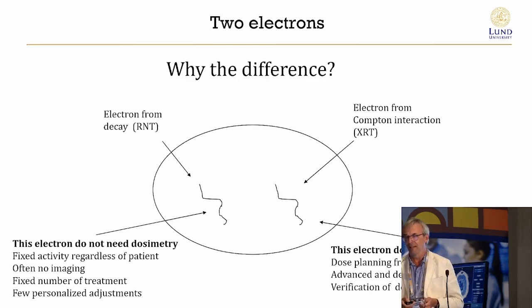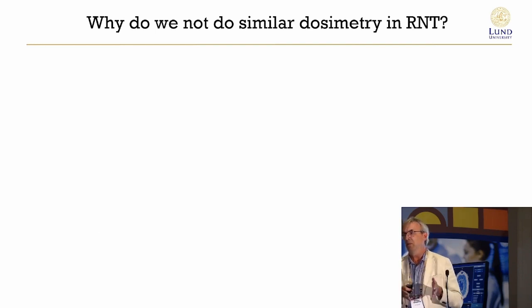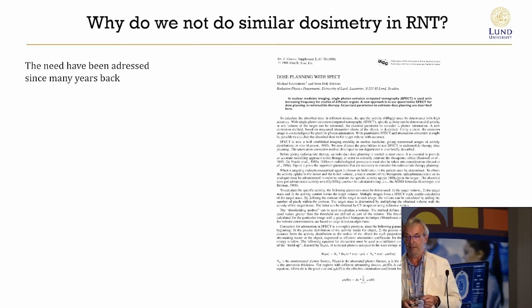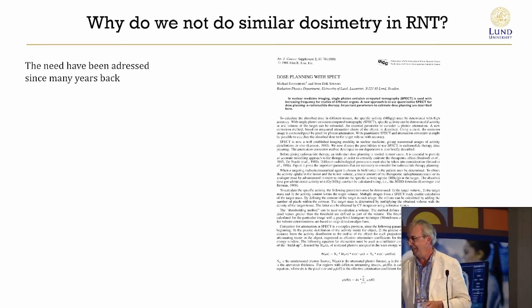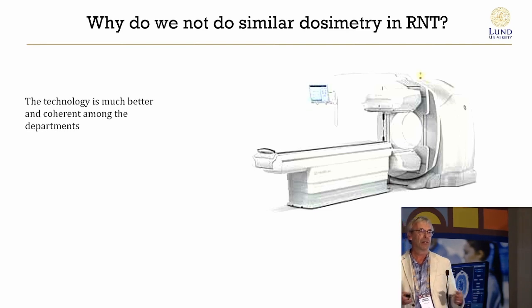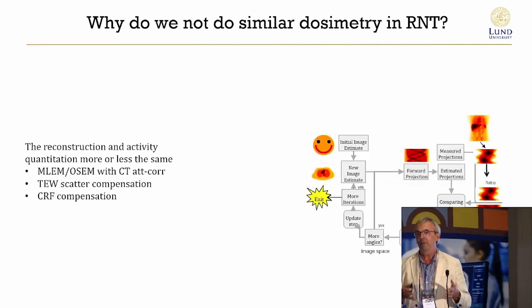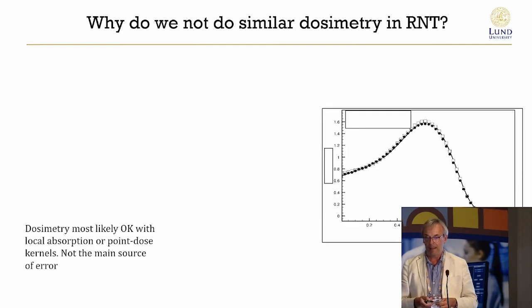It does the same damage. So why the difference? Why don't we do the same dosimetry in radionuclide therapy as in external therapy, because we are using exactly the same type of particles? For the beta, I published this 35 years ago, in 1988, and I'm still standing here to talk about this. I will soon stop. But we have the technology now so that we can do it. We also have very consistent reconstruction and quantification, which is available on most cameras and works almost the same. And the dosimetry is not any problem to do. So why don't we do it now?